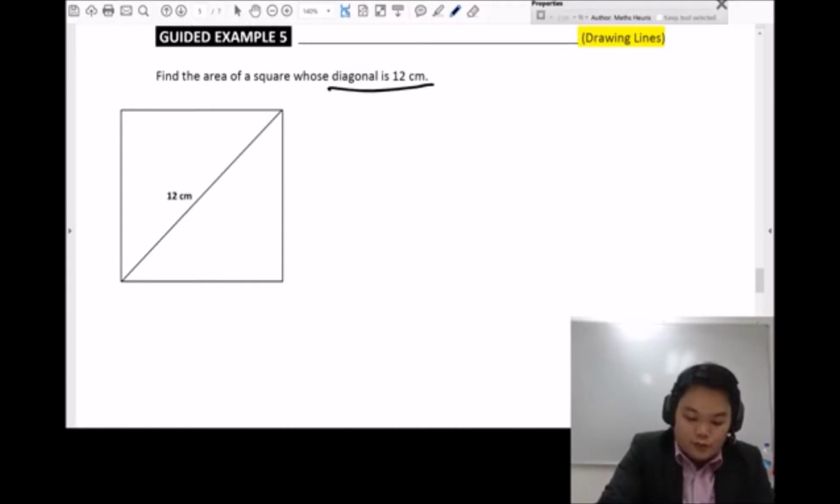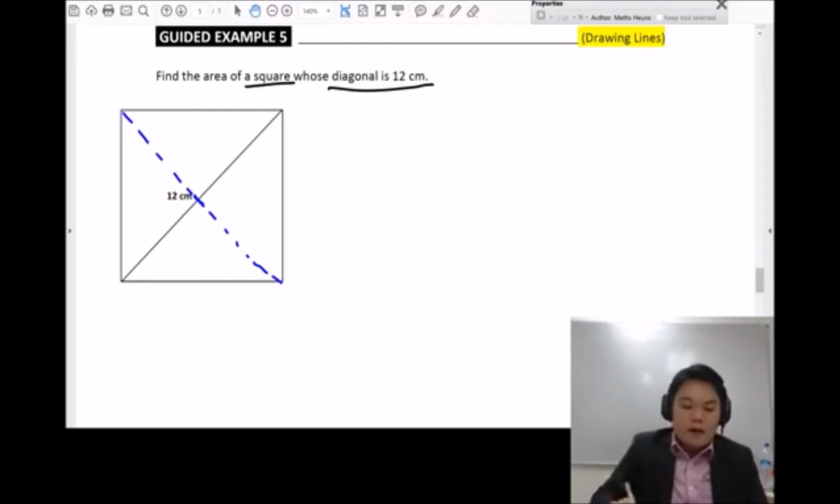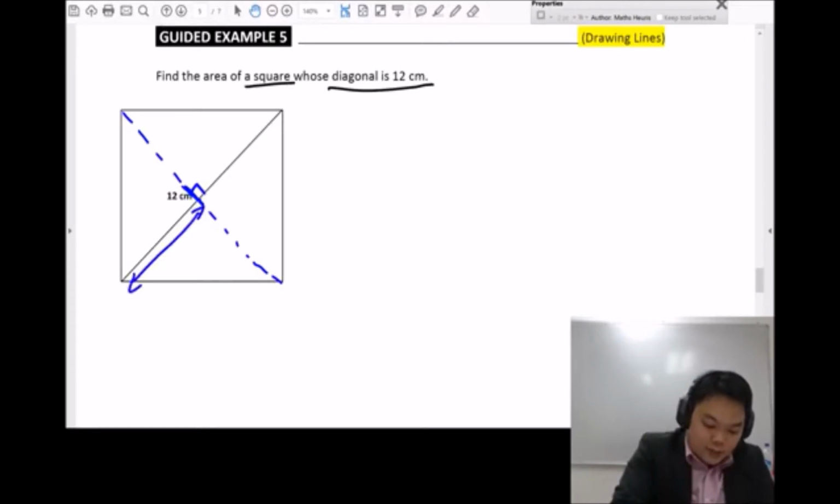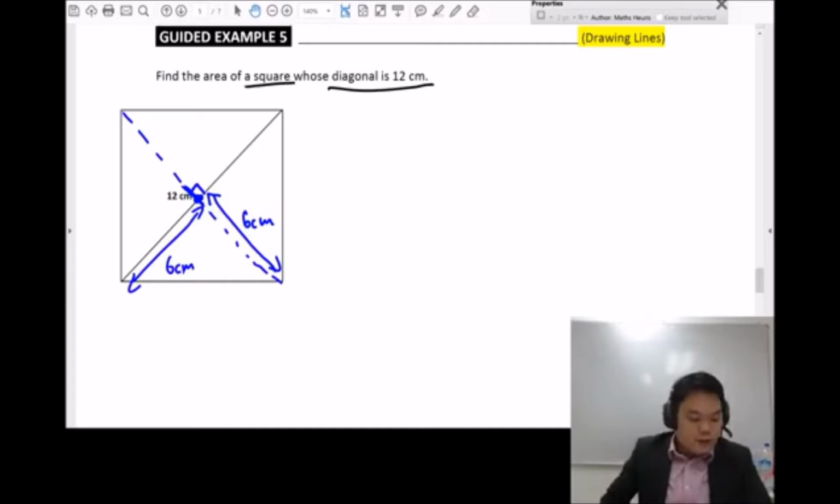Its diagonal is 12 cm and this is a square. So coming back to the first question's idea, if we are to draw out another diagonal from the opposite side, this would cut it into 4 identical triangles. And we know that this would be a right angle. And it cuts it at the middle point of the square. So this becomes split into half of its length, 6 cm and 6 cm.